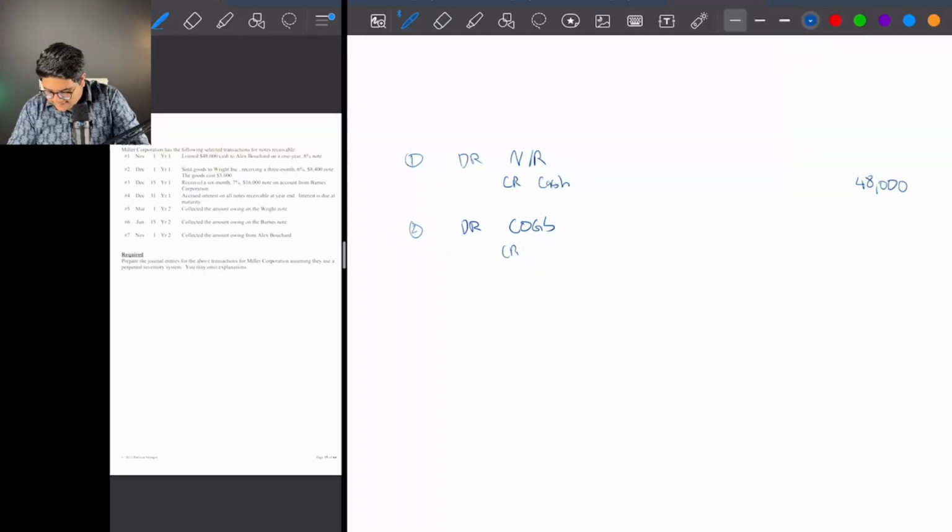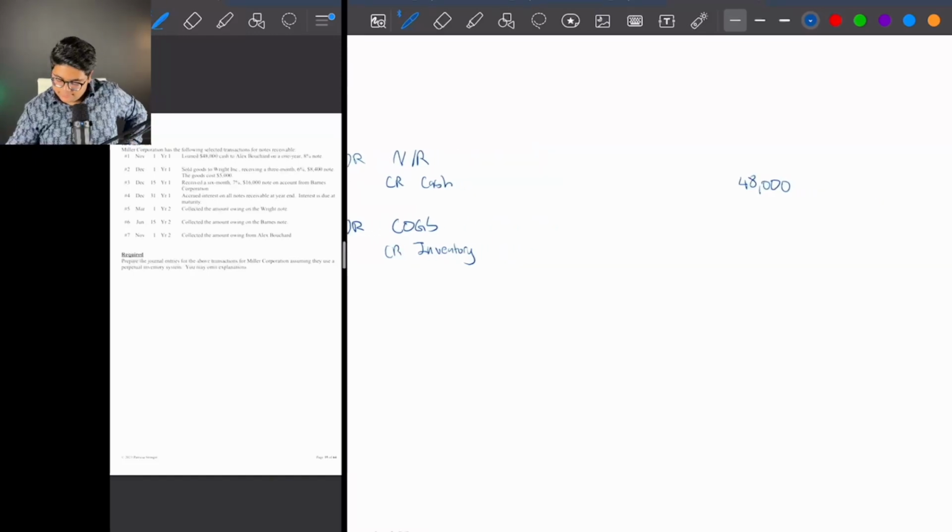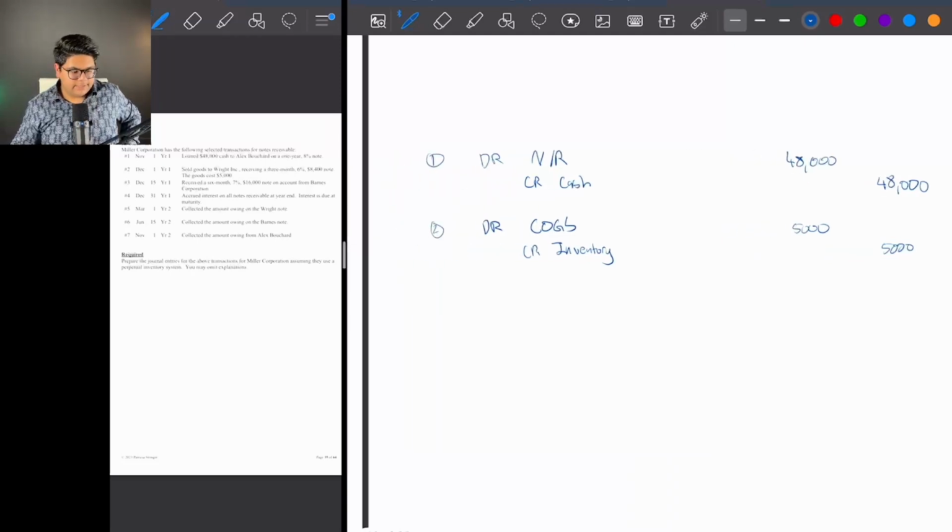Okay, sorry for my bad handwriting. Right, so COGS is an expense. As we recall, to increase expenses, you debit them. Inventory is your asset. When you get rid of inventory, you're selling 5K worth of it, you need to credit it. So this amount was just for $5,000. And I missed my 48K debit over here. Cool, so we're still in balance, everything good.